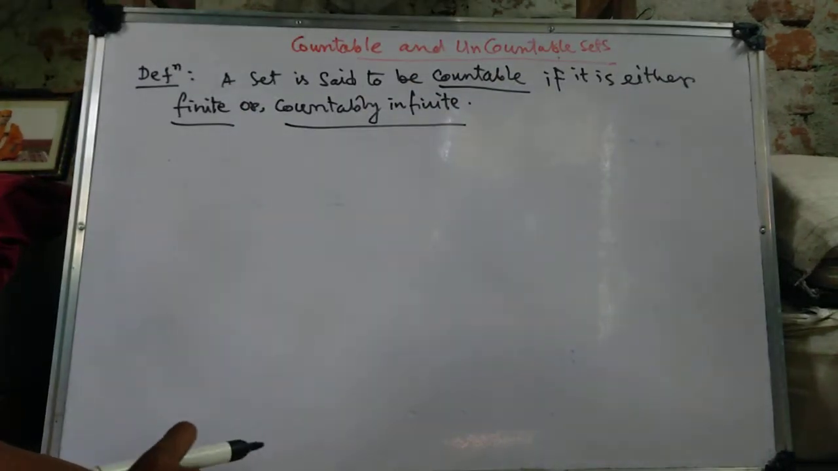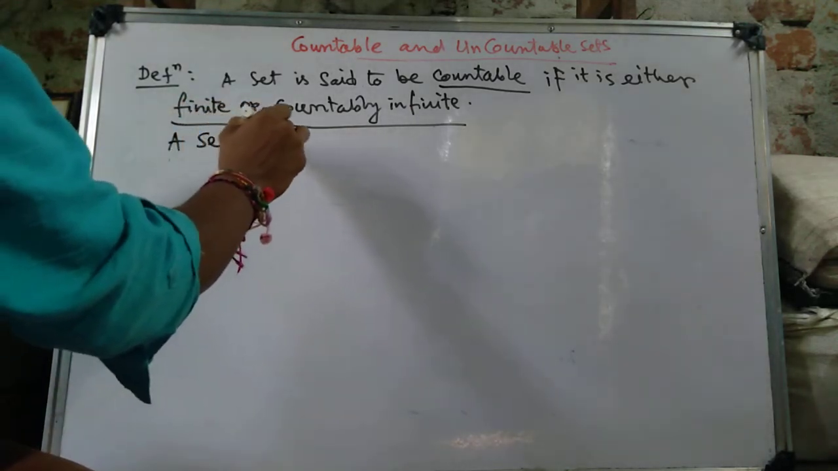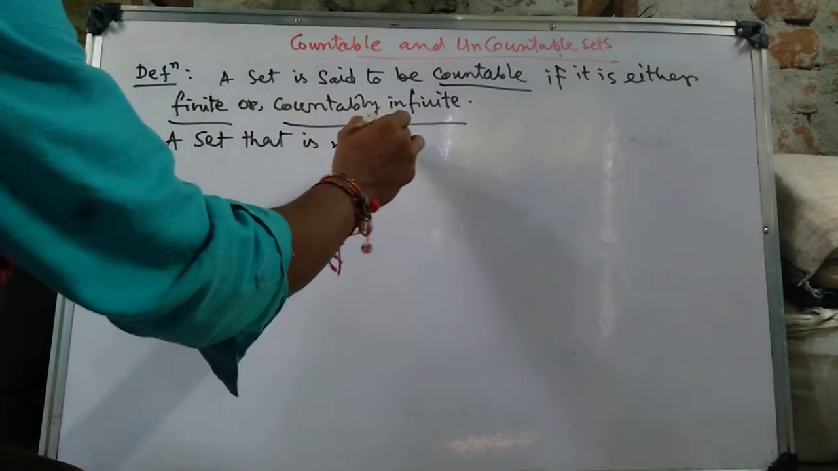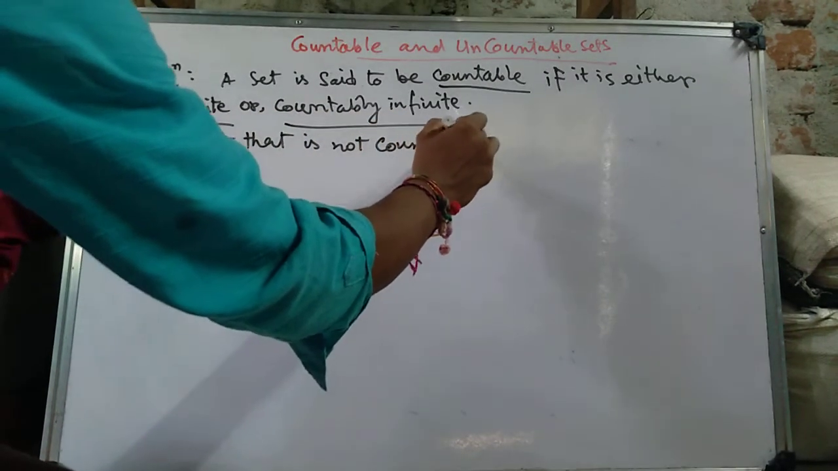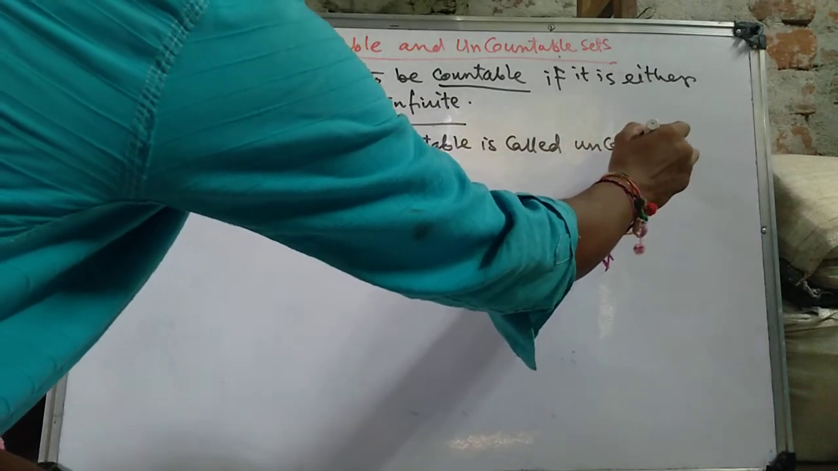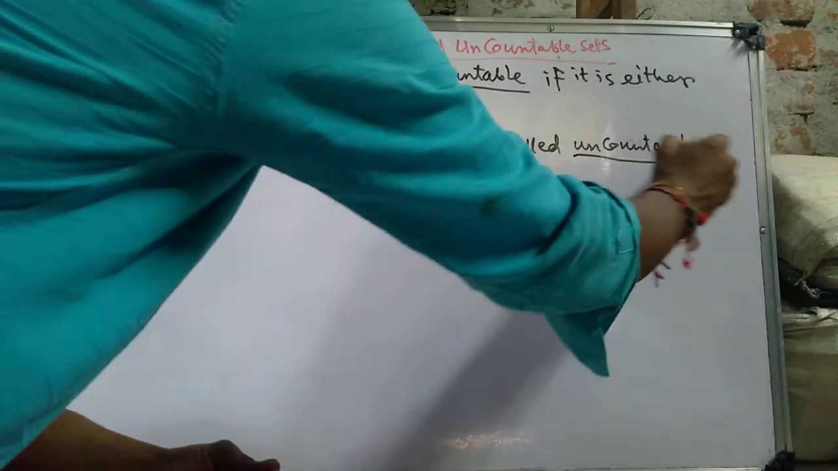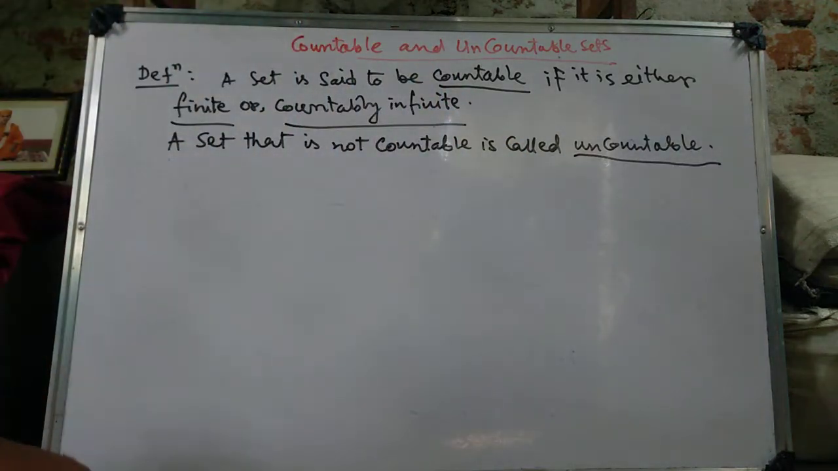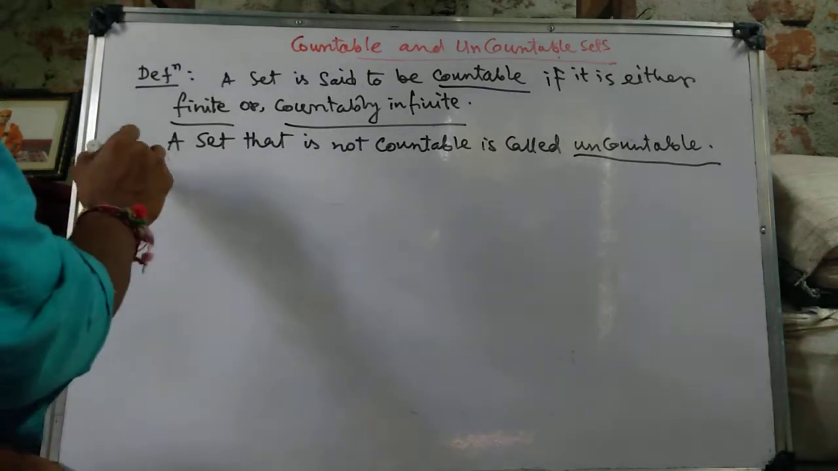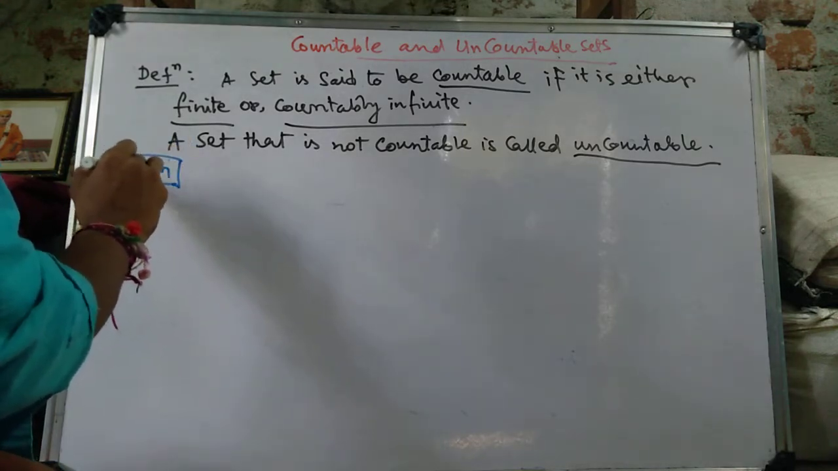Then next, a set that is not countable is called uncountable. Now we discuss some theorems about that.